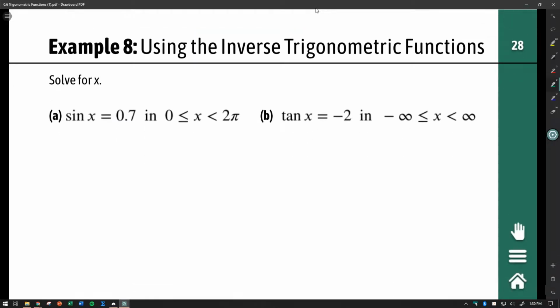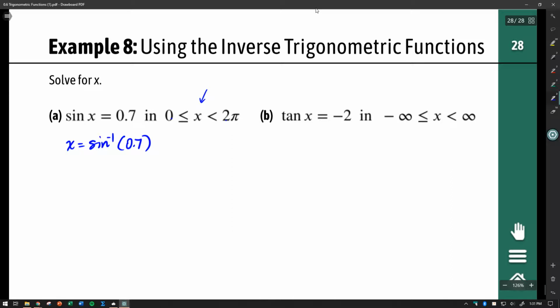And here's example 8, and this will end things for us. We want to solve for x. Sine of x is 0.7, but we want to solve it for all solutions between 0 and 2 pi. So how do you undo a sine? Well, you do its inverse function. So you want the inverse sine of what's on the right. So we have x is equal to the inverse sine of 0.7.